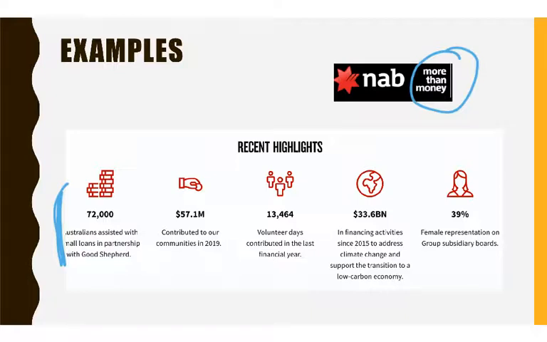Australians assisted with small loans in partnership with Good Shepherd. So it could be small loans, particularly for small businesses or for social enterprises. Contributing 57.1 million to their communities in 2019. They're having 13,464 volunteer days contributed in the last financial year. They've spent 33.6 billion on financing activities since 2015 to help combat climate change as well, and to transition to a low carbon economy, so using greener energies.